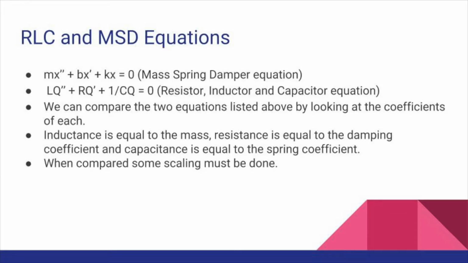Mass spring damper and RLC systems are very similar. Both are second-order systems and their coefficients can be compared. The mass spring damper system, mx double prime plus cx prime plus kx equation, is compared to the RLC system, which is lq double prime plus rq prime plus 1 over cq.